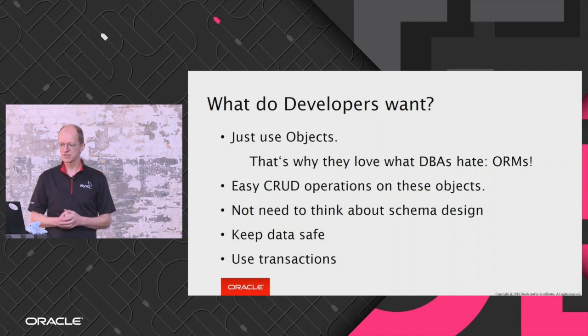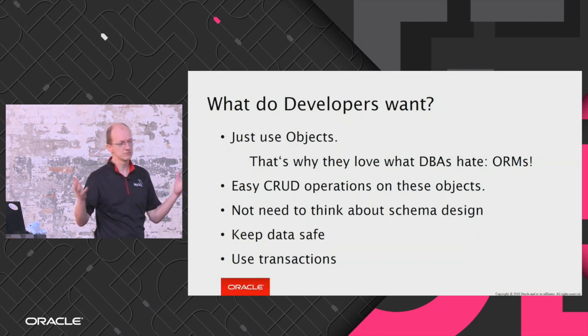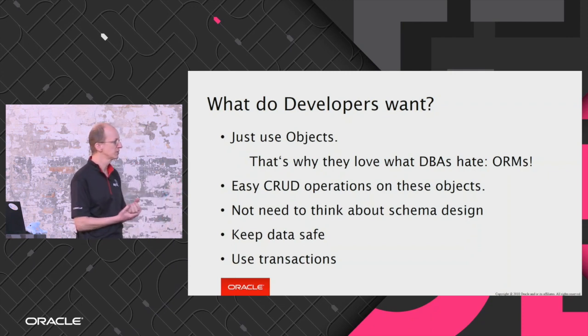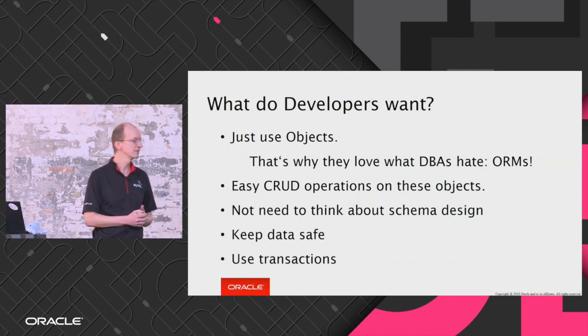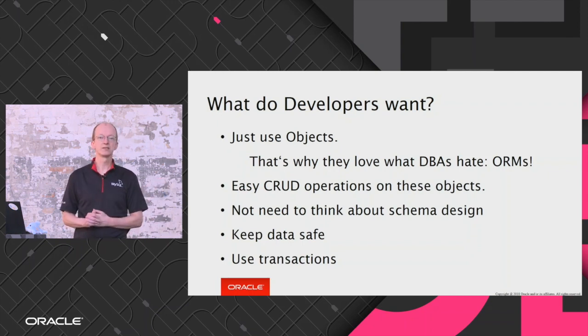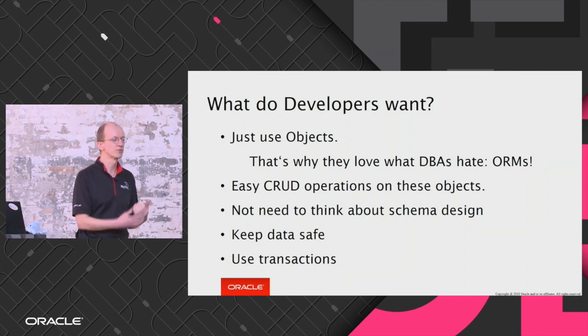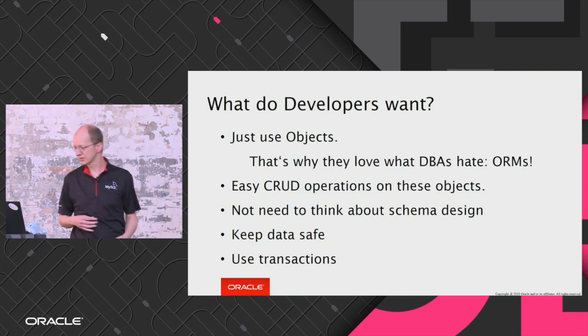So not thinking about schema design, but still, if we store data, we want to keep it safe. That's very important. I mean, if we don't care for data safety, then we don't need a database. But we want to keep data safe and maybe use some of the concepts that are known from relational databases, like transactions or foreign keys or something like that.